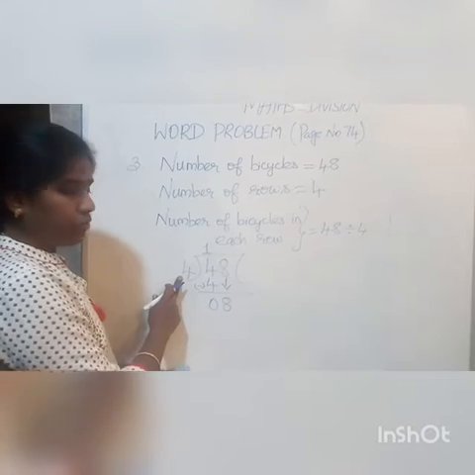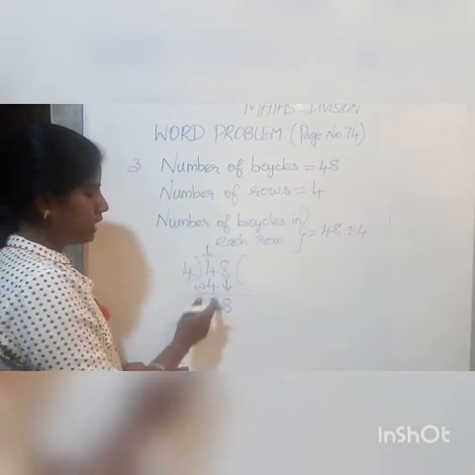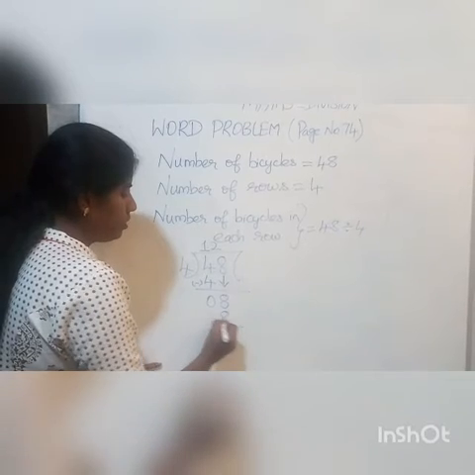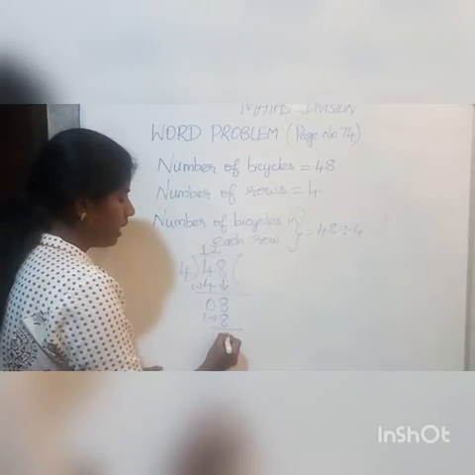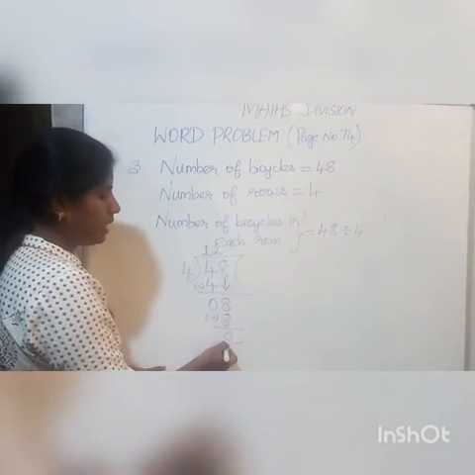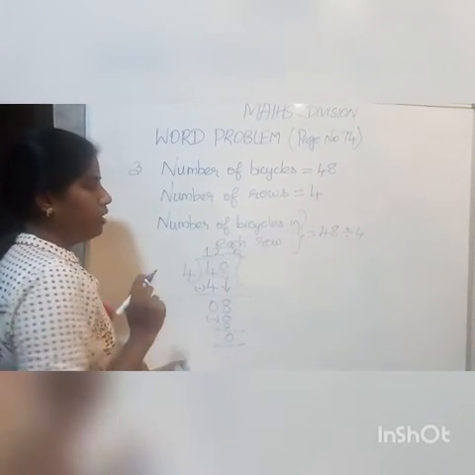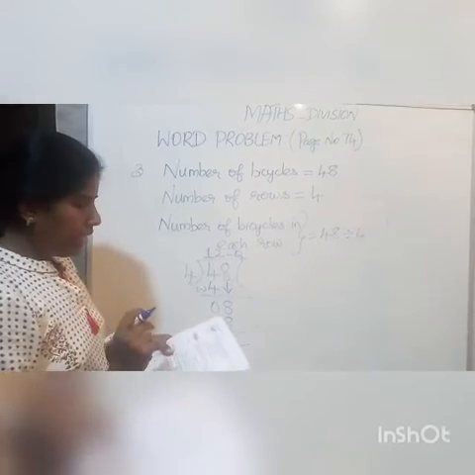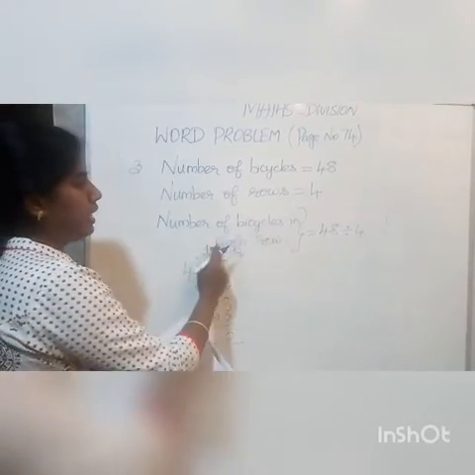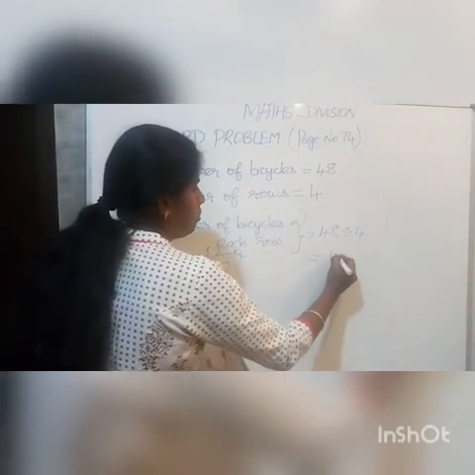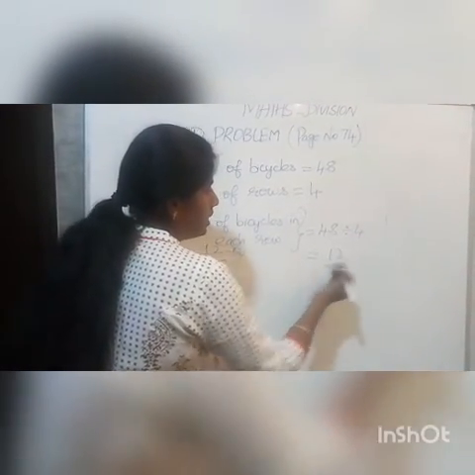So 1 times 4 is 4, 2 times 4 is 8. So 2 4s are 8. So we will subtract and then write 0. 8 minus 8 is 0. So the answer that we got is 12. So we need to write the final statement. Number of bicycles in each row is 12. So 12 is our answer here.